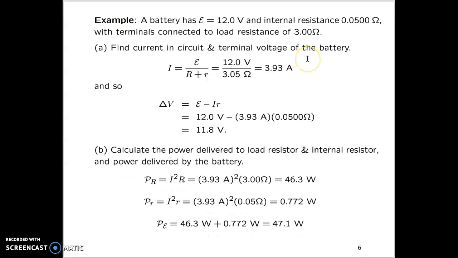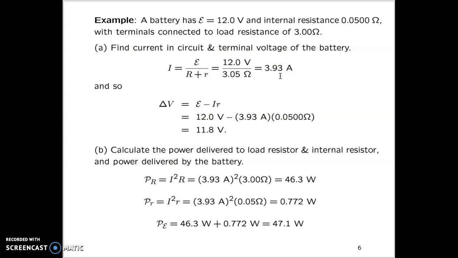Let's find the current in the circuit and the terminal voltage of the battery. Terminal voltage just means what a voltmeter would measure if you measured the potential difference between the two sides of the battery. The current, as we just said, is the EMF divided by the total resistance. So 12 divided by the sum of the two resistances, 3.05. Calculate the current: 3.93 amps.